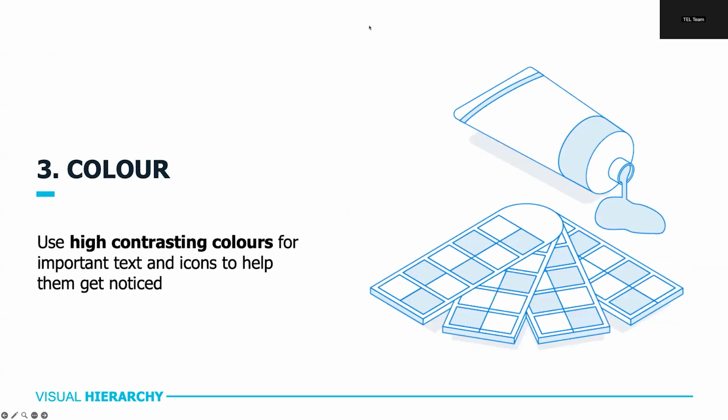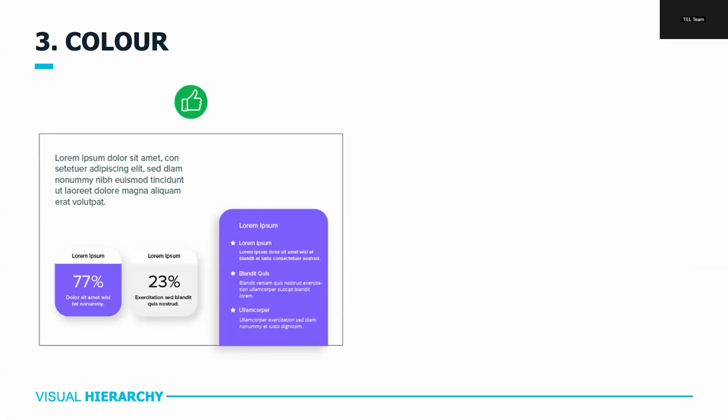Color is obviously another big element. So we have a sort of two-tone color theme for the slides here, which keeps it nice and straightforward. But using high contrasting colors can help show the relative importance of your content as well, so text and icons and so on. So here's an example of that in action.